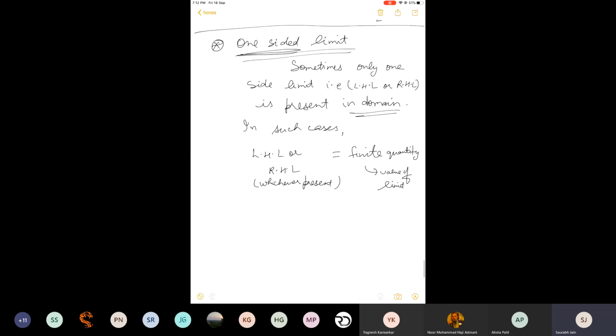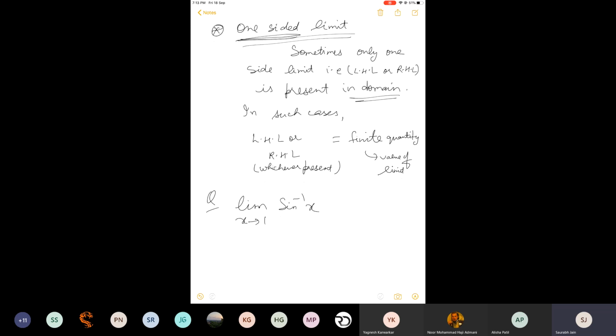For example, if I write this, limit x tends to 1 sine inverse x, suppose this is the question, then can anyone of you tell me, is it a question of one-sided limit, and if so, what is the reason? Limit x tends to 1 sine inverse x. Do you remember anything with respect to ITF, and you can use it here?